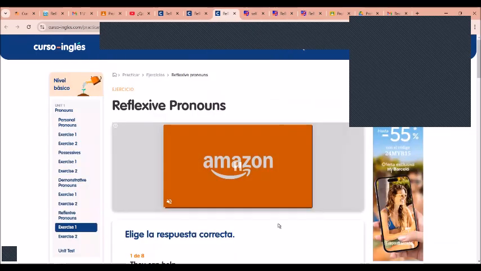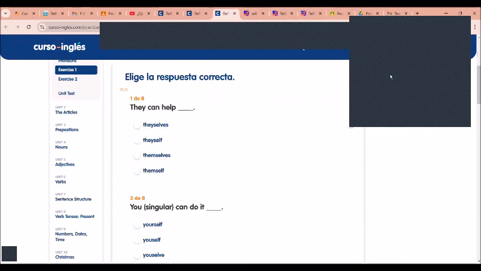All right. And here some others as well. Get some of the first people involved. Let's go with Jorge again. Number 1, Jorge. They can help themselves. Themselves. Remember, we're going with the object, then adding self. Themselves. Again, they can help themselves.